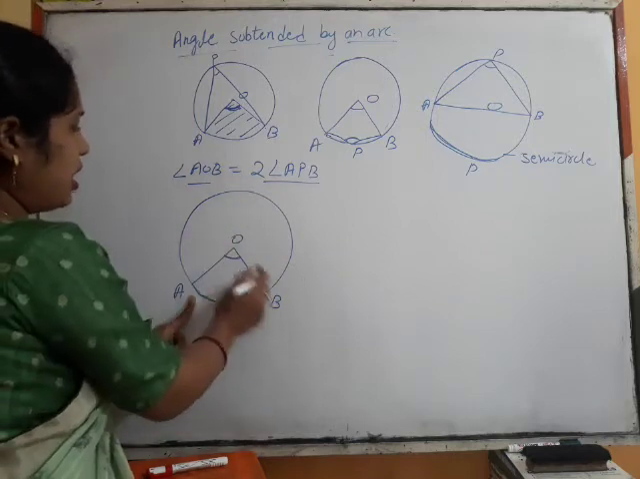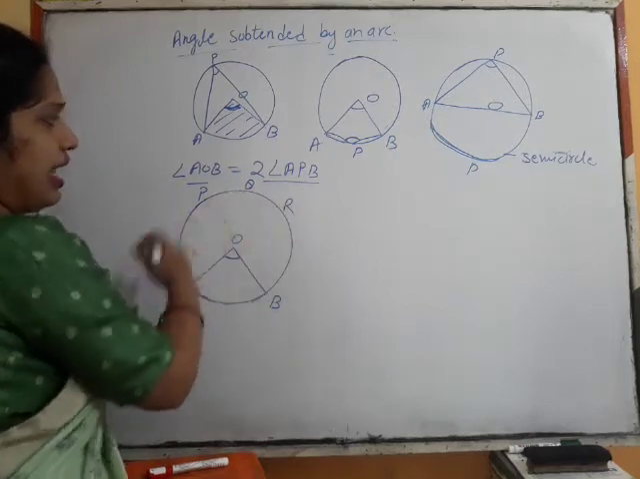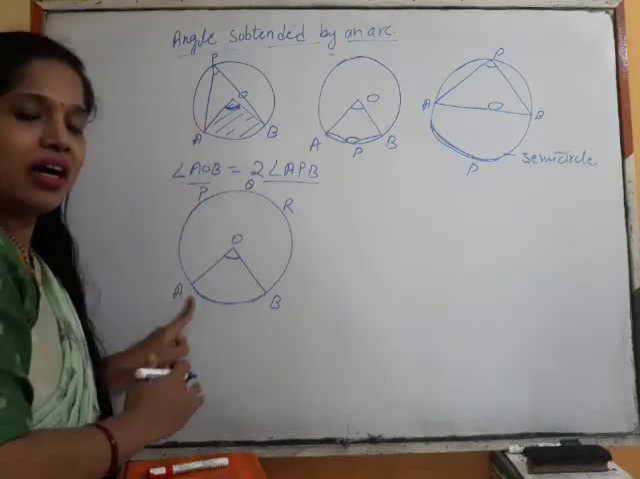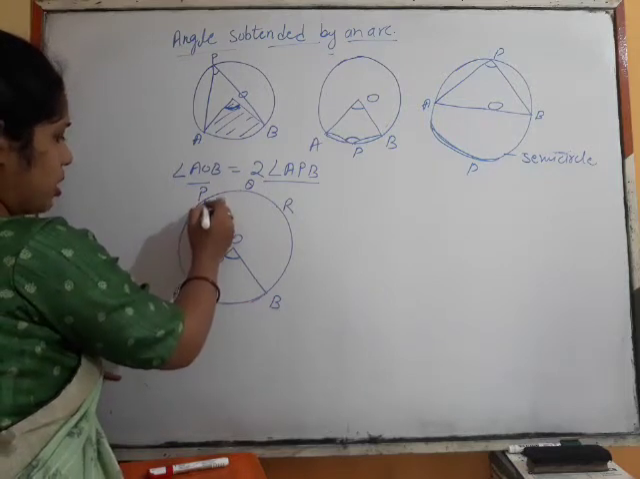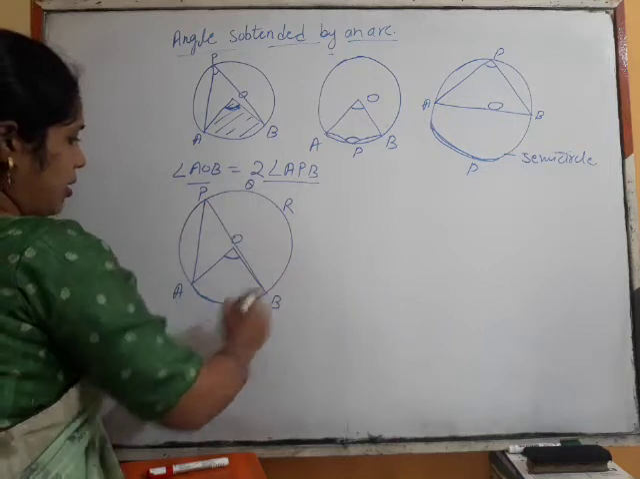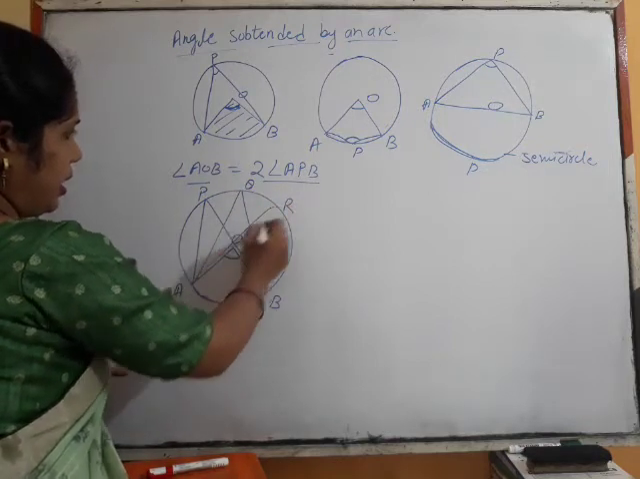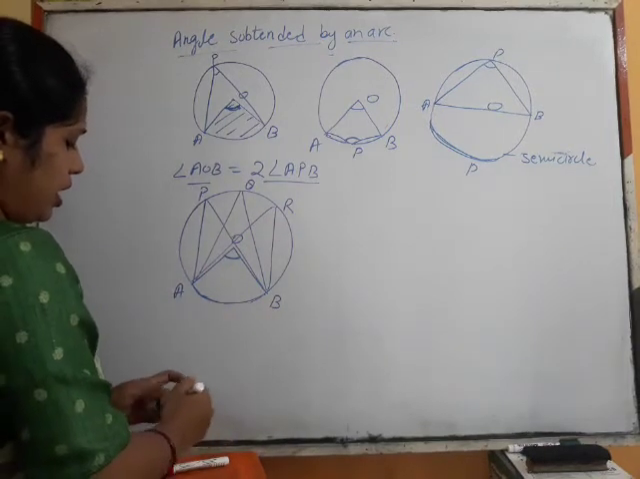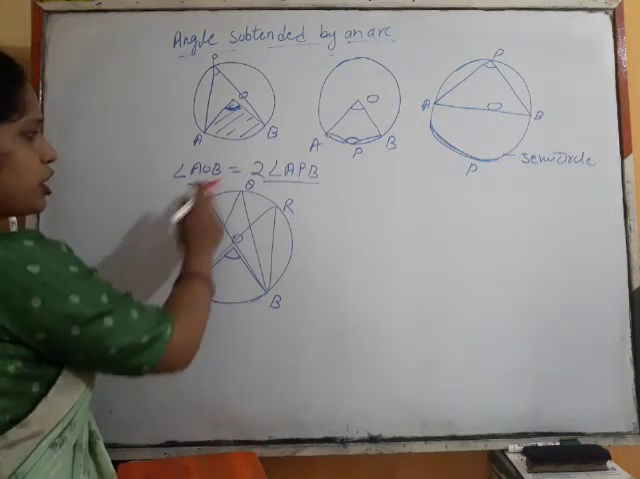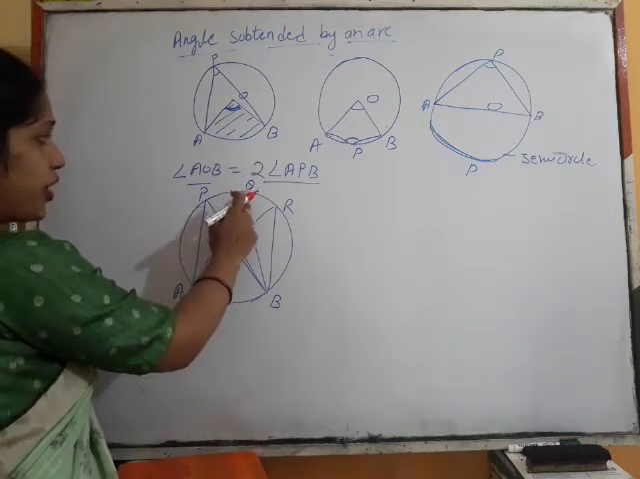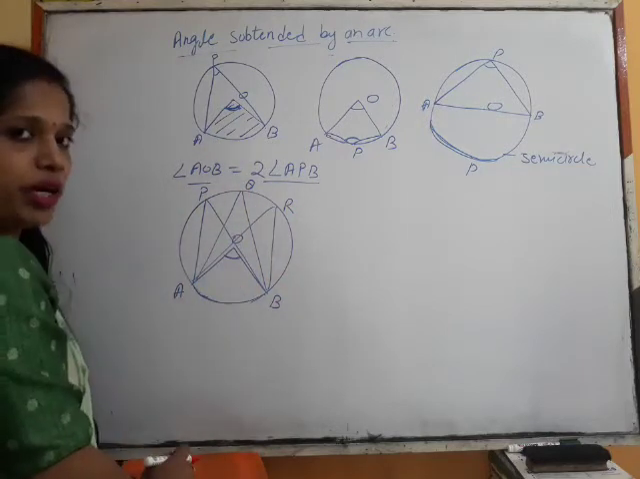Now on the major arc we can take a point here, here, here, anywhere on the major arc. Now we join all the points with both the ends of the arc, A, B. Now we will relate. This is AOB. This point P is also on the remaining part of the circle. This point Q is also on the remaining part of the circle. This point R is also on the remaining part of the circle.